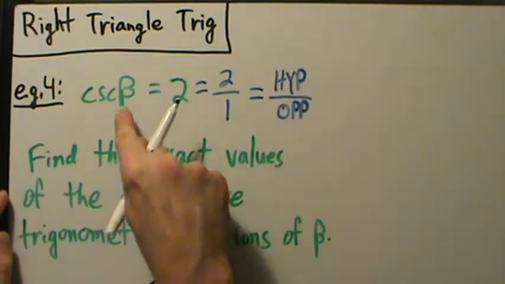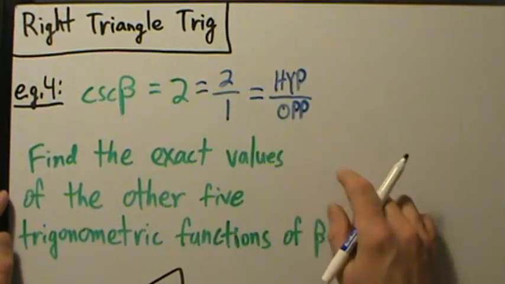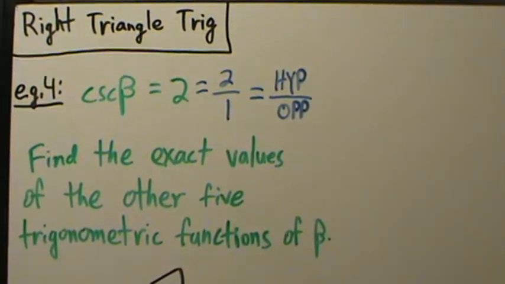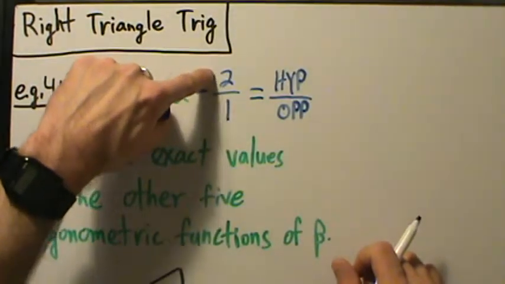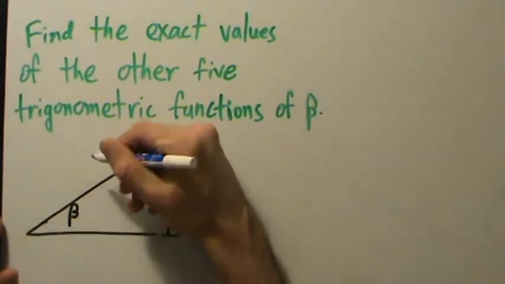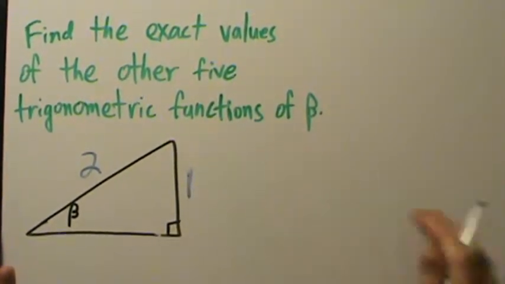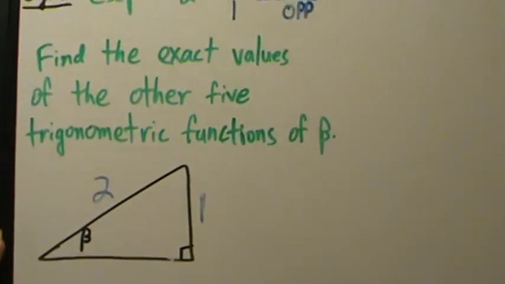So the cosecant of beta equals the hypotenuse over the opposite side, and 2 is the same thing as 2 over 1. So just like in example 3, let's let this be the hypotenuse, and we'll let this be the opposite side. Okay, so we're going to say 2 is the hypotenuse, and then the opposite side is 1. Okay, so that's what we could do there.